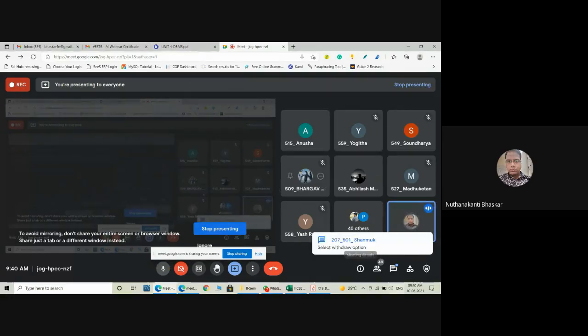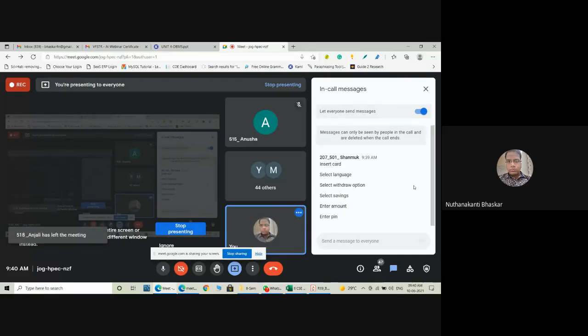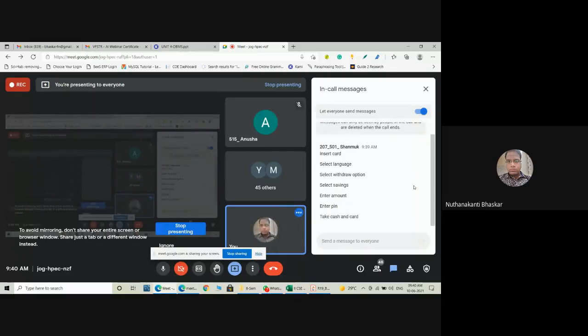Now, Shanmukh is typing something. Insert card, select language, select withdraw option. Select savings, enter amount, enter PIN. Then after entering PIN, take cash and card.